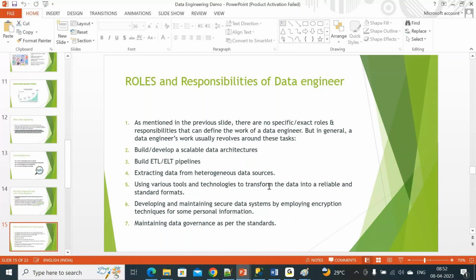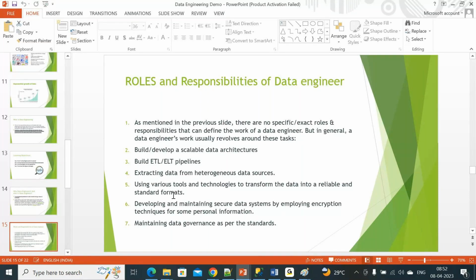You are, as I said, extracting data. That means your Make My Trip may give some different data, your website will give different data, but finally you need to extract only the necessary data for booking an airline ticket. So for that we use various tools and technologies to process the data into a reliable, understandable format.